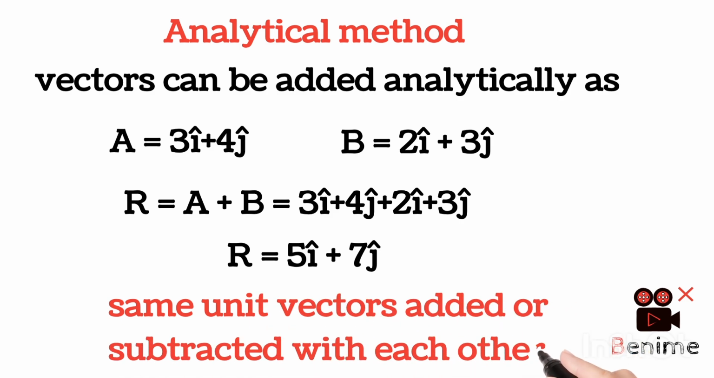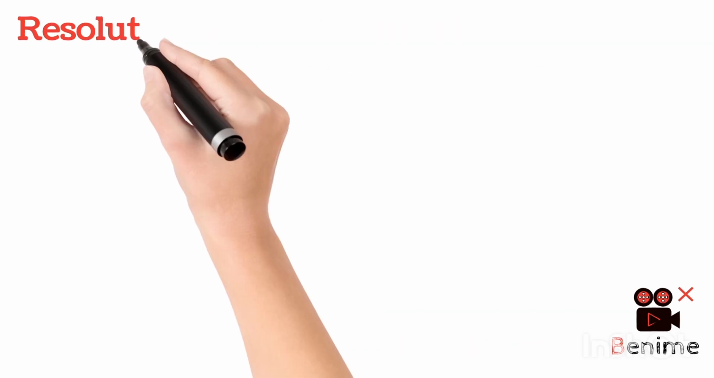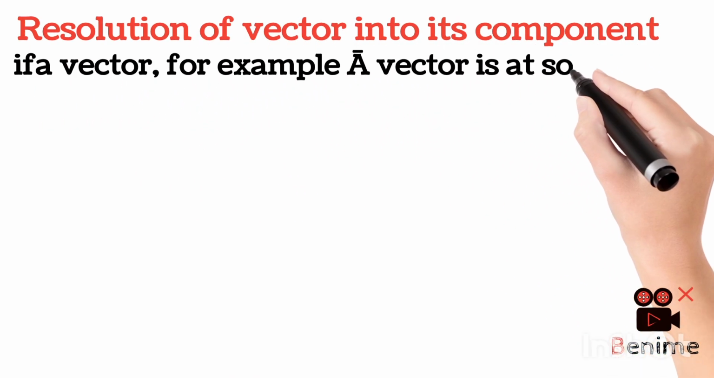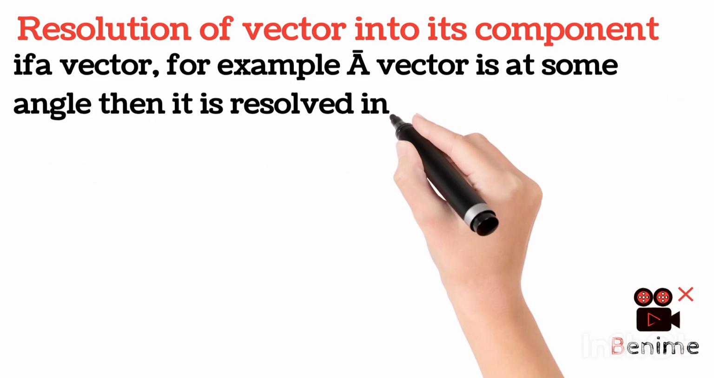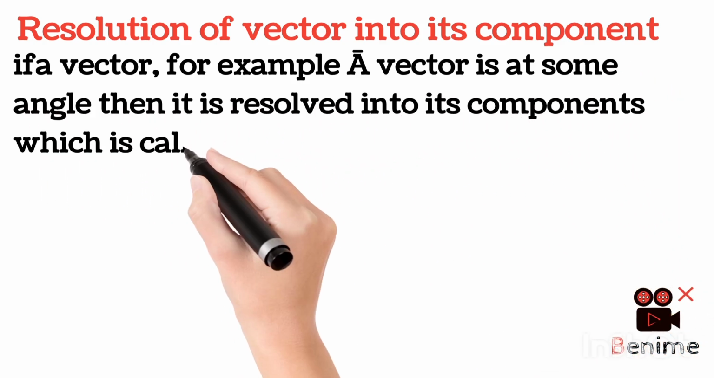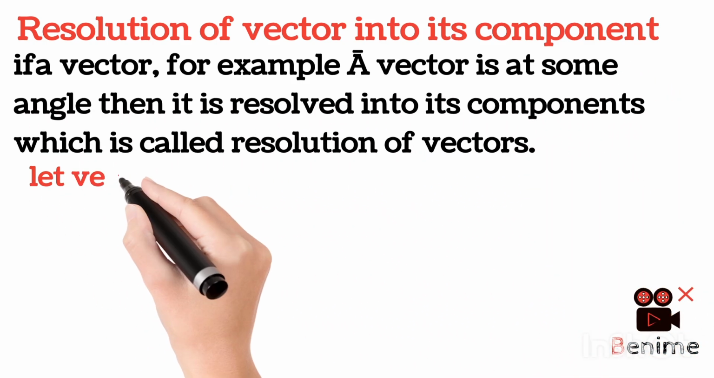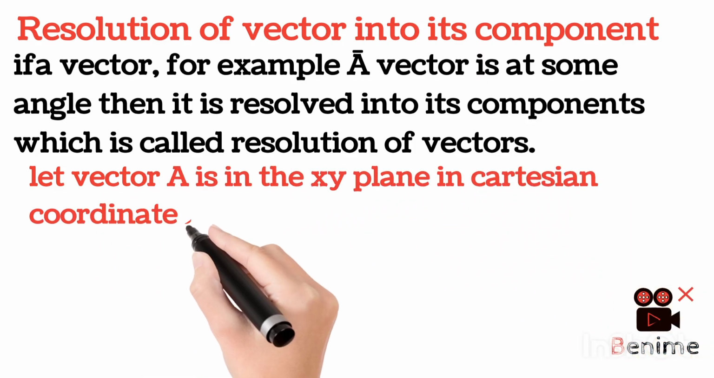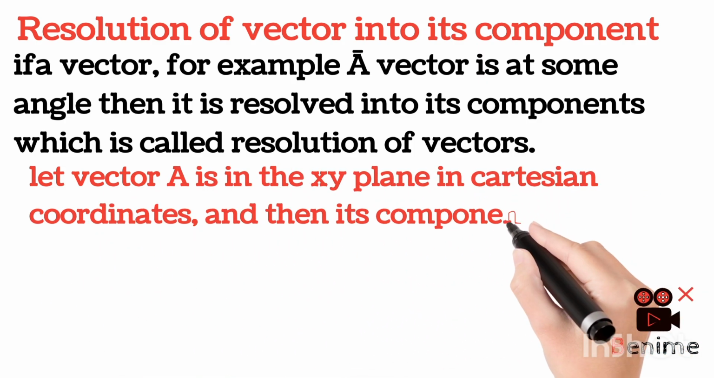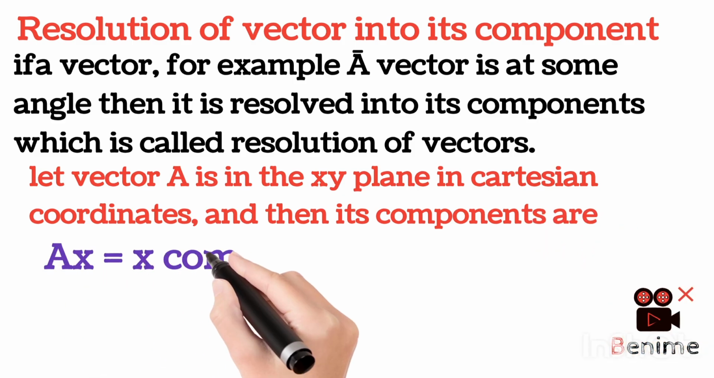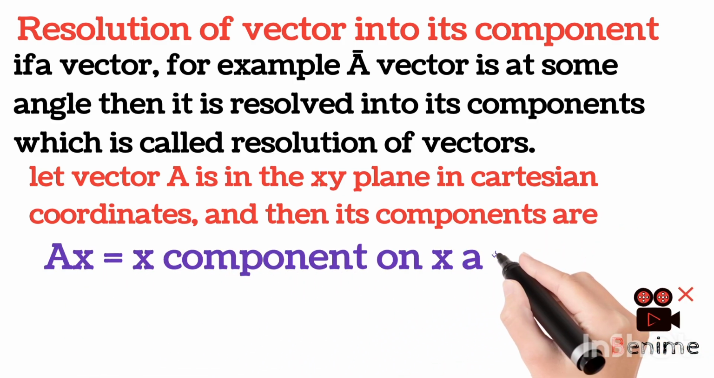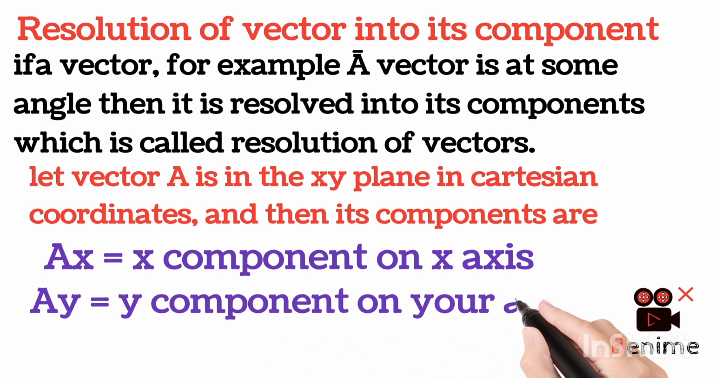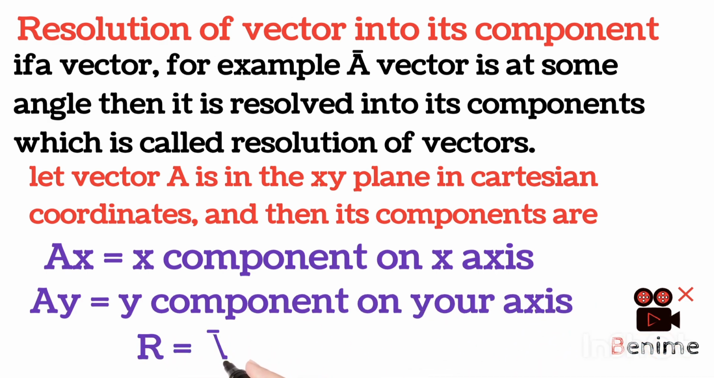What happens if a vector is at some angle with a horizontal axis? The answer is given by resolution of vectors. Resolution of vectors is splitting of a vector into its components. For example, vector A, which is in the xy plane, has direction in both x and y axis direction. To solve this vector, we break it into its components.